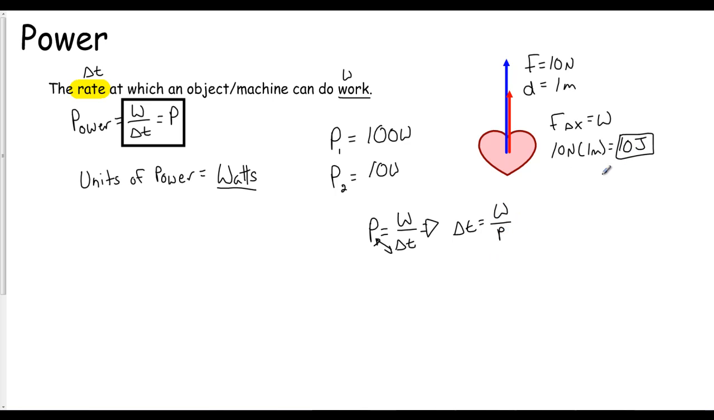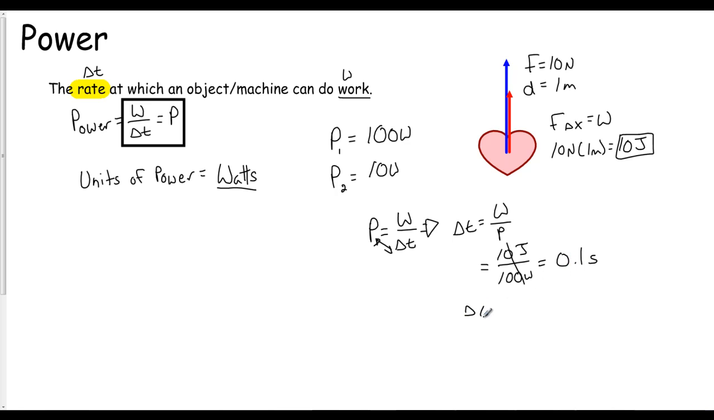They both have to do 10 joules of work. So 10 joules of work. Then let's look at the first machine, 100 watts. Now 10 divided by 100 is 1/10, so it's going to take 0.1 seconds to complete the 10 joules of work.